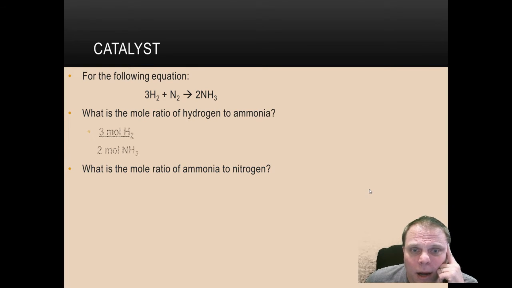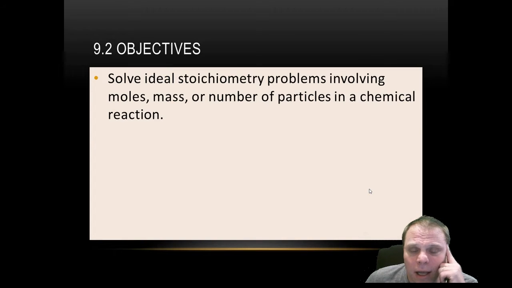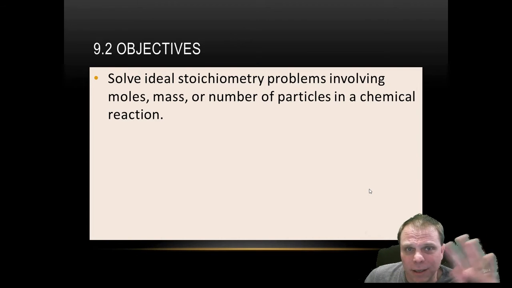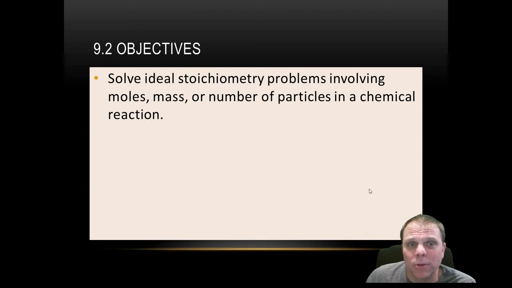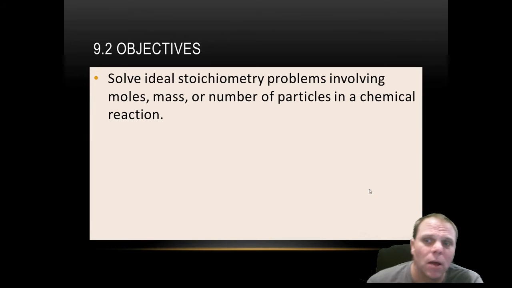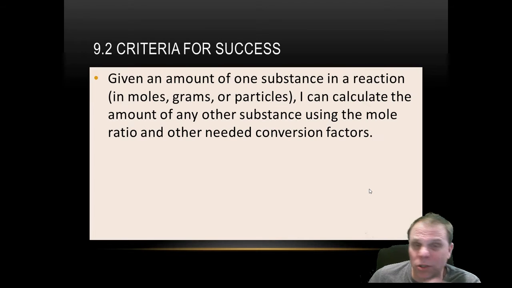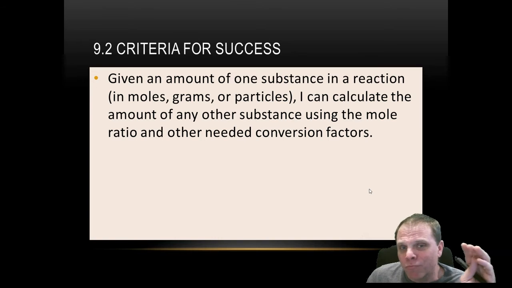Okay? All right, so we're going to skip through that catalyst, and we're going to just jump right into 9.2. So that covered 9.1, and if you want to go back to that little screen, rewind a little bit, you want to practice that catalyst, you're welcome to. But we're just going to jump into our 9.2 objectives. To solve these ideal stoichiometric problems involving moles, mass, or numbers of particles in a chemical reaction. So your criteria for success: if I give you an amount of one substance in a reaction, you'll be able to calculate the amount of the other substance.